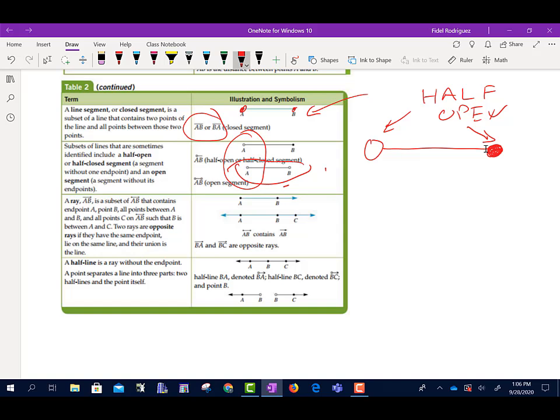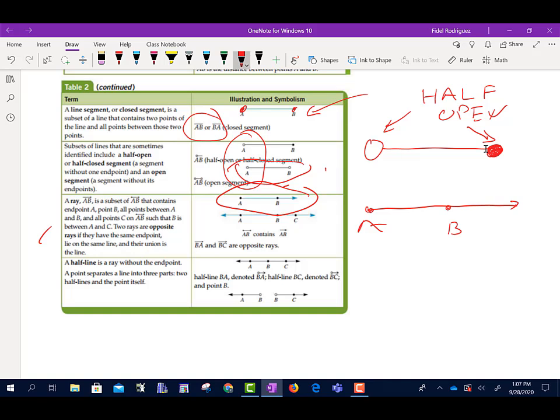Let's see, what's the next thing? The next thing here says ray. Ray AB is a subset of the line AB that contains an endpoint A and a point B, and all points between A and B. So again, if you notice here, we have a starting point, A. We have another point on that ray, B, but that thing keeps going on forever and ever and ever, okay?